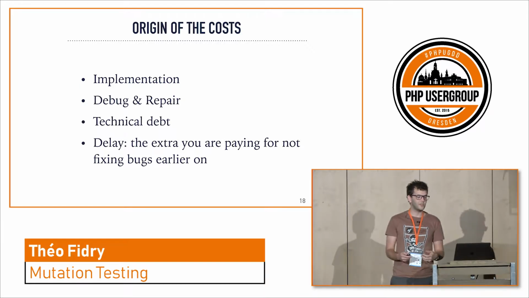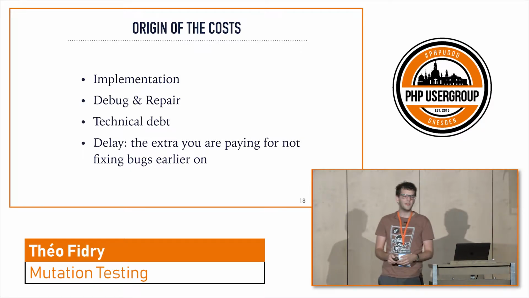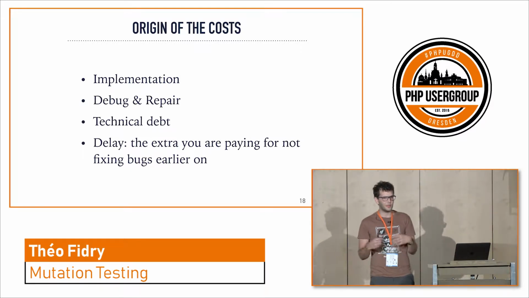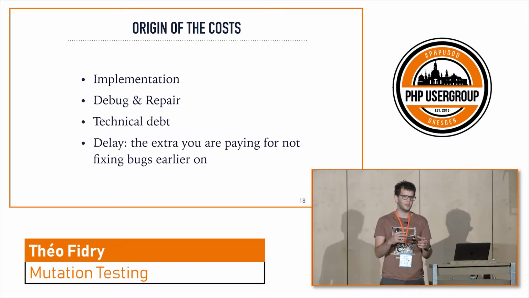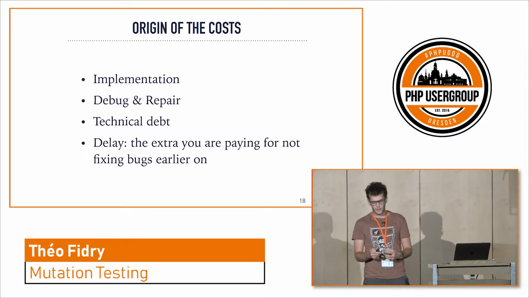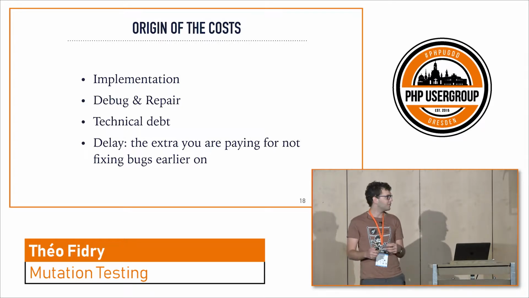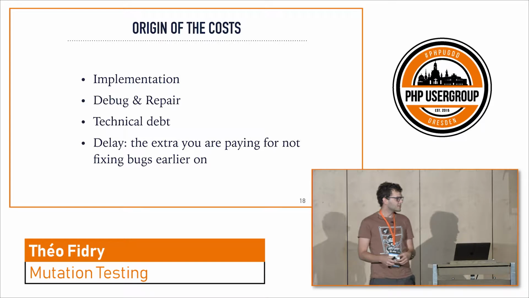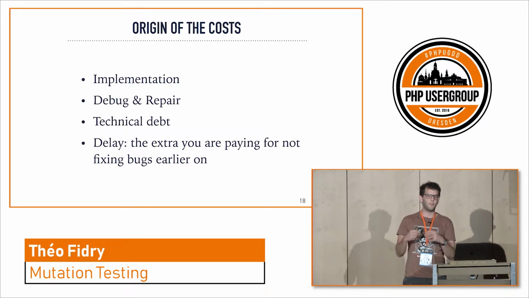You have the cost of debugging and repair, outside of the implementation phase itself. If you're fixing it locally, it doesn't count. You have the technical debt, which, if you're not familiar with it, the idea is that when you're adding a feature, you increase the complexity of the system, so the next feature is going to be a bit harder to introduce. There's kind of an overhead, and that overhead is the technical debt. And then you have the cost of delay. The cost of delay is the extra you're paying for not fixing the bug earlier.